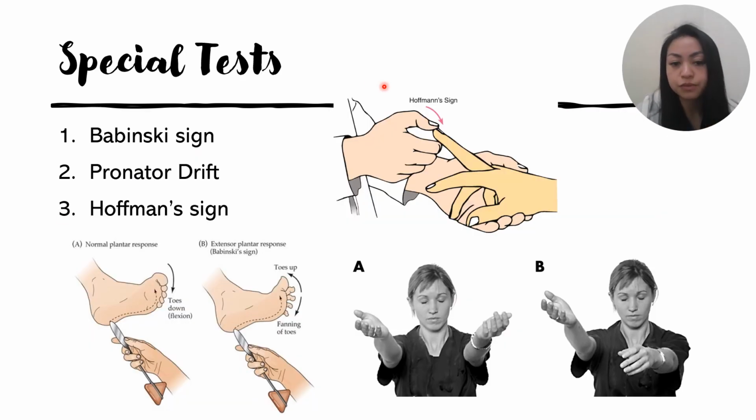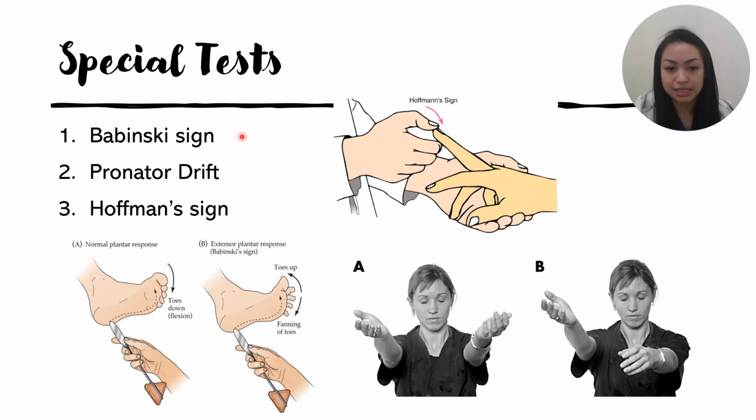Okay, now let's move on to the special tests or maneuvers. These ones are really only positive in upper motor neuron lesions. These are not seen in lower motor neuron lesions. Let me say that again. These special tests are only going to be positive for upper motor neuron lesions, and you'd not really see them in lower motor neuron lesions. There's three here that I've listed.